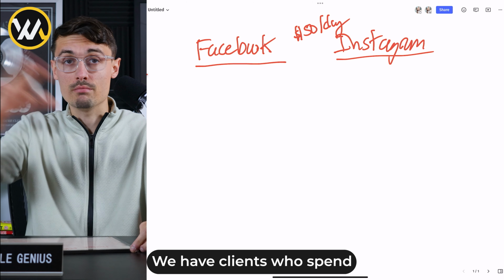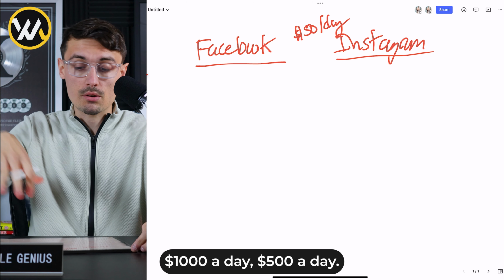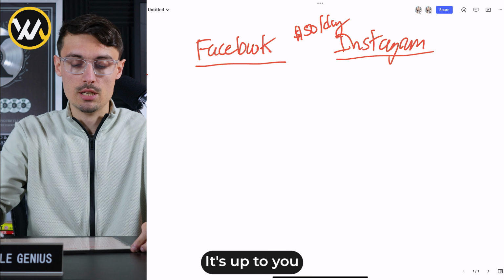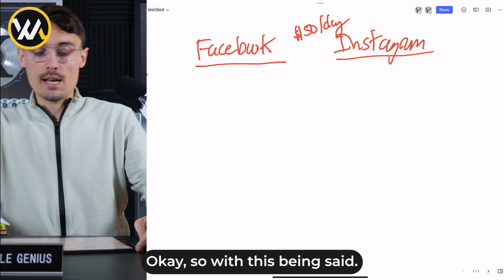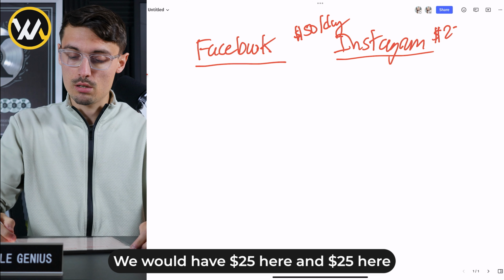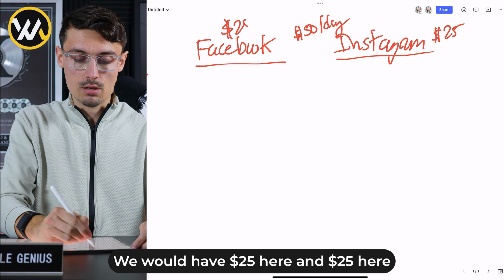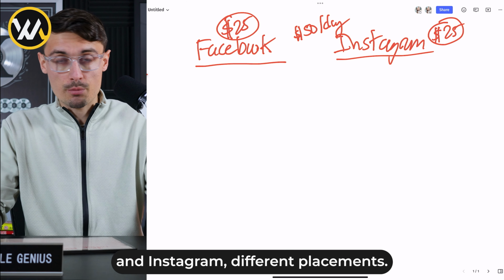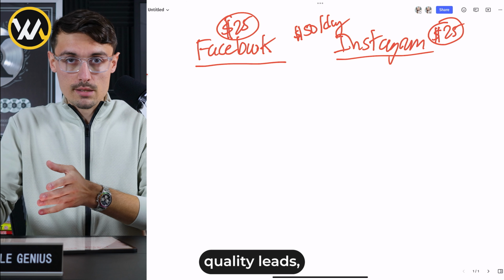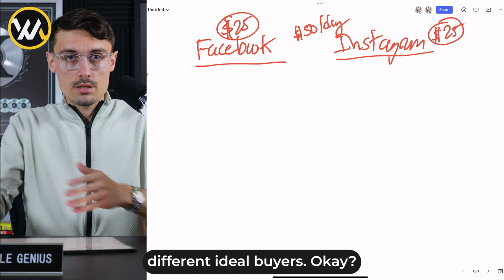Okay, we have clients who spend $5,000 a day, $10,000 a day, $1,000 a day, $500 a day. It's up to you and what makes sense for your niche, cost per lead, cost per purchase, and lead flow. Okay, so with this being said, we would have $25 here and $25 here, because we want to find what the clear winner is. Sometimes with Facebook and Instagram, different placements, we'll find different quality leads, different personas, different ideal buyers.